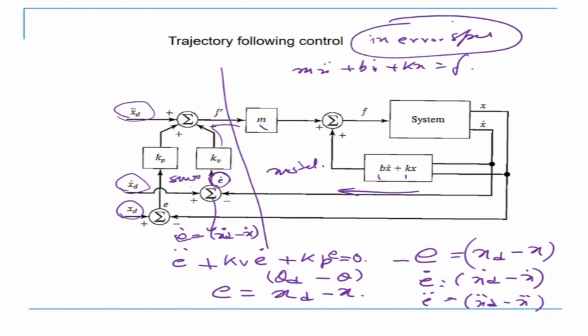And we operate in the error space, because the objective of the manipulator is not only to go from one point to another point, but it also has to track a particular trajectory when it is going from one point to another point. And in such cases we use this.